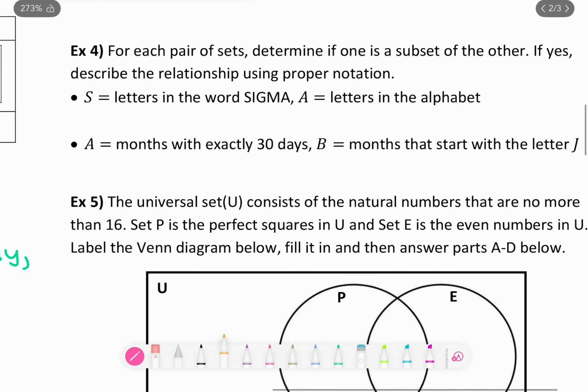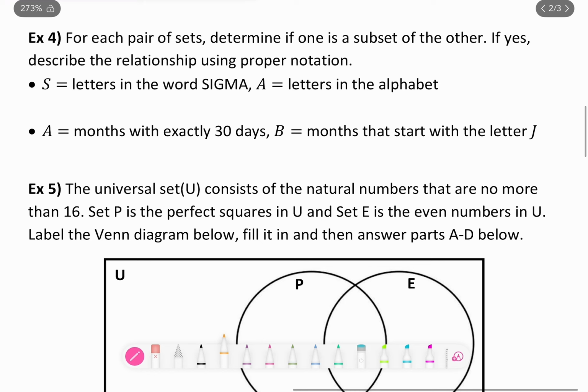For example 4, it says, for each pair of sets, determine if one is a subset of the other. If yes, describe the relationship using proper notation. So remember, a subset can only occur if everything in the smaller set is in the bigger set. Every single thing in the smaller set is in the bigger set, okay? Has to fit perfectly inside that bigger set. So let's take a look.